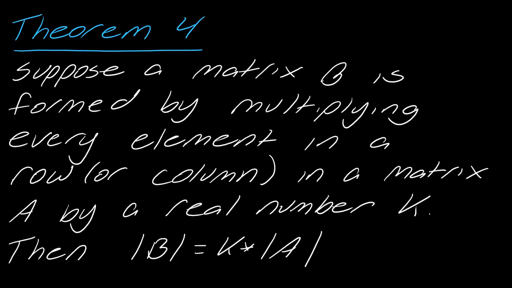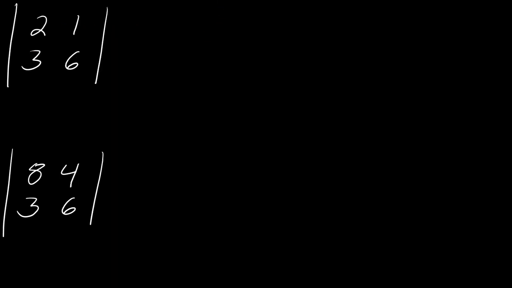Theorem 4. Suppose a matrix B is formed by multiplying every element in a row or column in a matrix A by a real number k. Then the determinant of B equals k times the determinant of A. Okay, so moving on to the associated example.